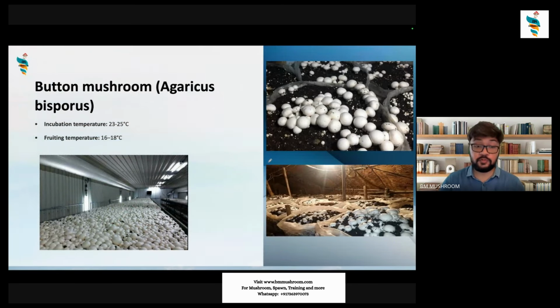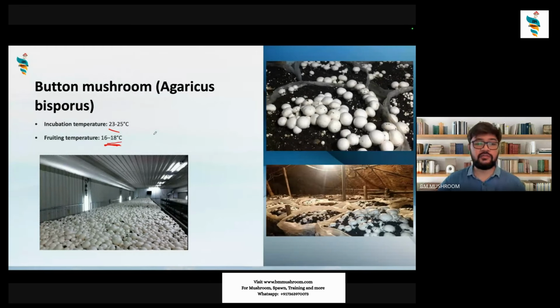Button mushroom, one of the most grown and popular mushrooms in the world. Its incubation temperature is 23 to 25 degrees Celsius, and the fruiting temperature is around 16 to 18 degrees Celsius. So we can see why button mushroom is not a beginner-friendly mushroom. Mainly, it's because of temperature.